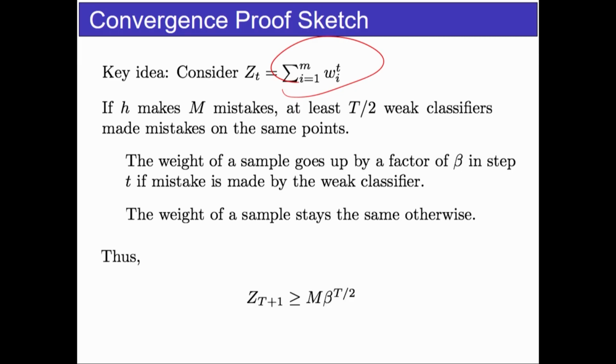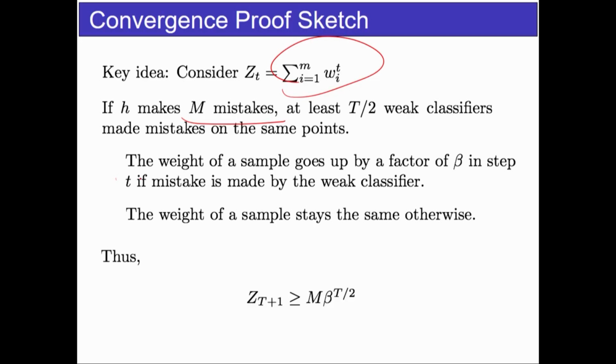Now you will actually bound this quantity both above and below, and that will essentially help you. So here's the idea. If your final classifier H makes m mistakes, and because you're using majority voting, that means that at least T/2 of the weak classifiers must have made mistakes on the same points.